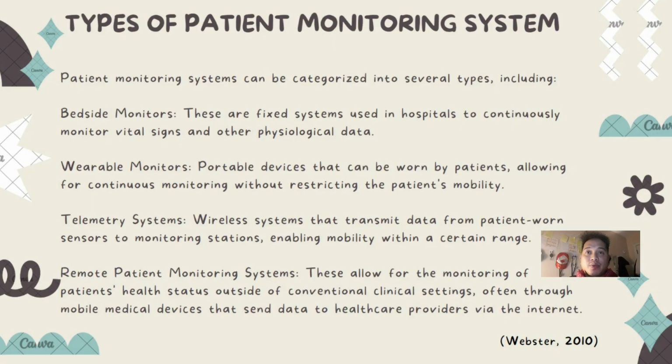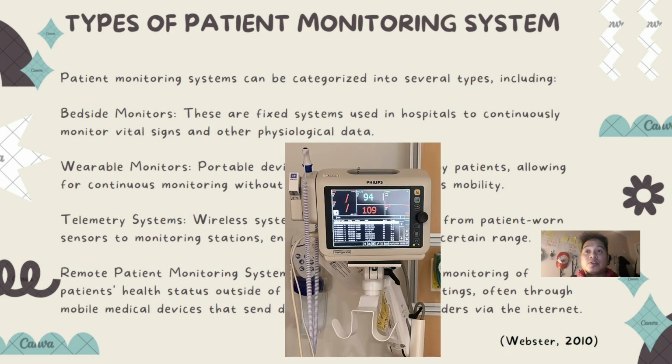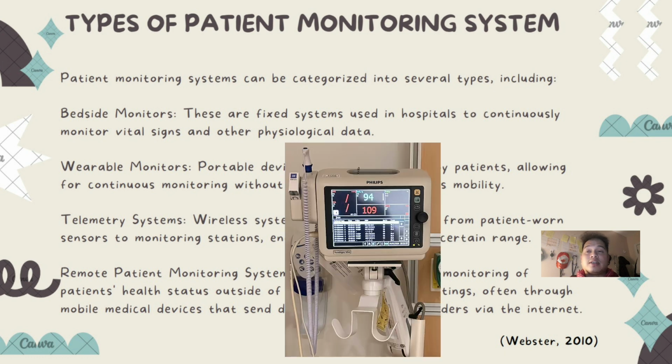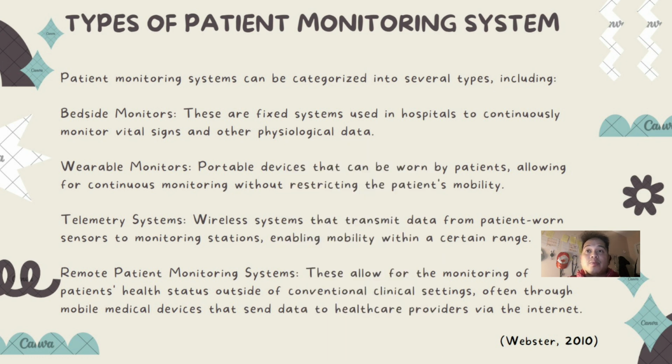The types of patient monitoring system. Patient monitoring systems can be categorized into several types, including bedside monitors, wearable monitors, telemetry systems, and remote patient monitoring systems. Bedside monitors are fixed systems used in hospitals to continuously monitor vital signs and other physiological data. Wearable monitors are portable devices that can be worn by patients, allowing for continuous monitoring without restricting the patient's mobility.